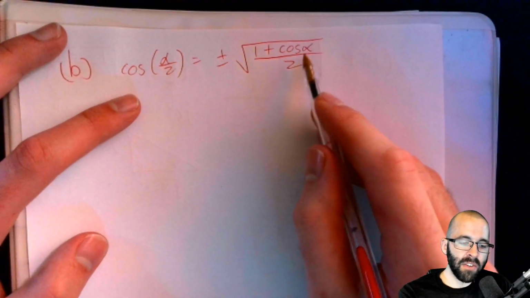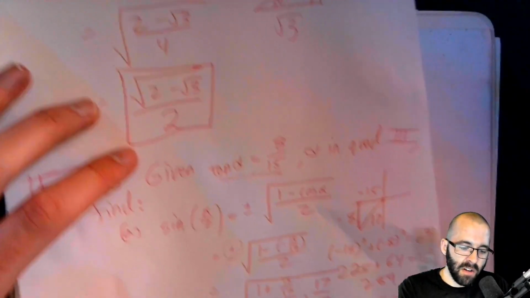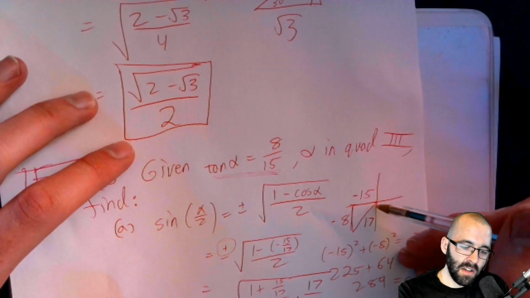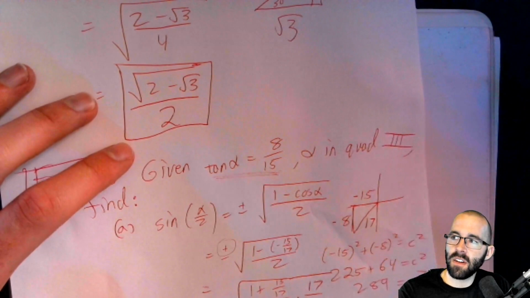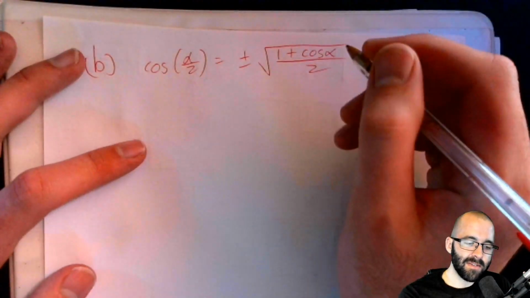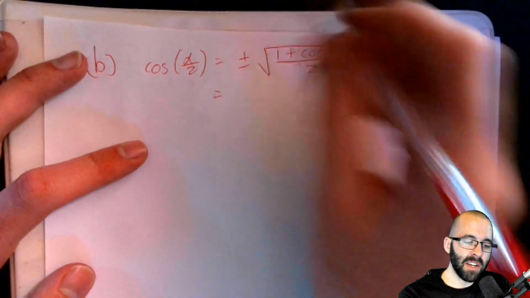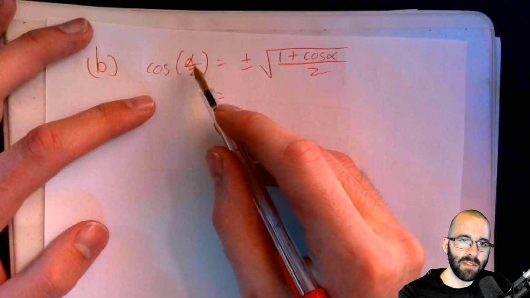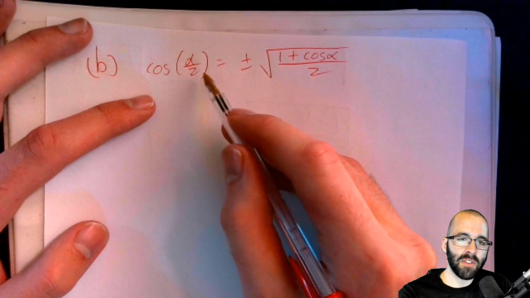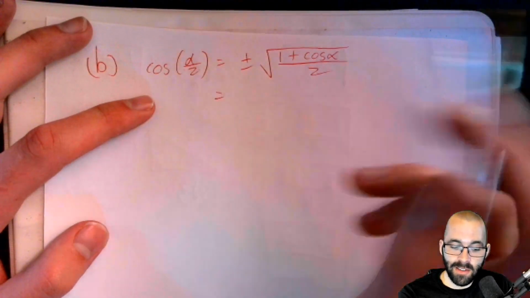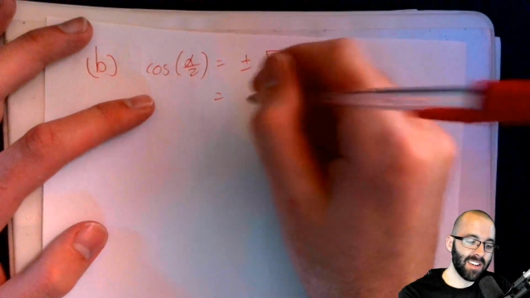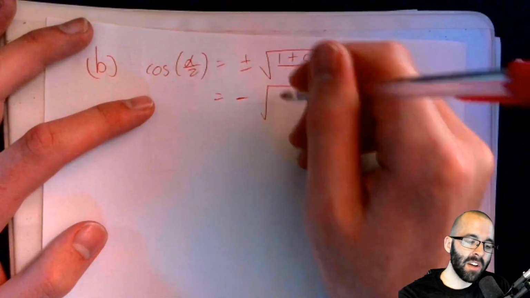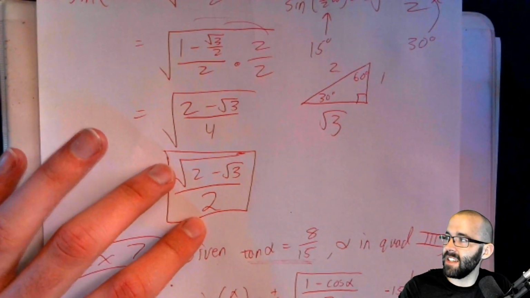And again, we already found out what cosine of alpha was. We found that out over here. Cosine of alpha is adjacent over hypotenuse, negative 15 over 17. Okay? So, we have plus or minus. If alpha's in the third quadrant, that means alpha over 2 has to be in the second quadrant. So again, is cosine positive or negative in the second quadrant? It's negative, because it has a negative x coordinate. So we get negative the square root of 1 plus, again, cosine of alpha. We said cosine of alpha was negative 15 over 17.